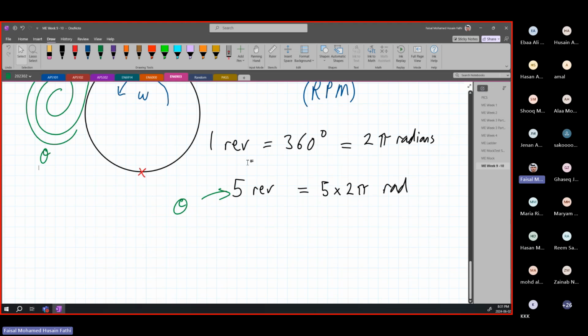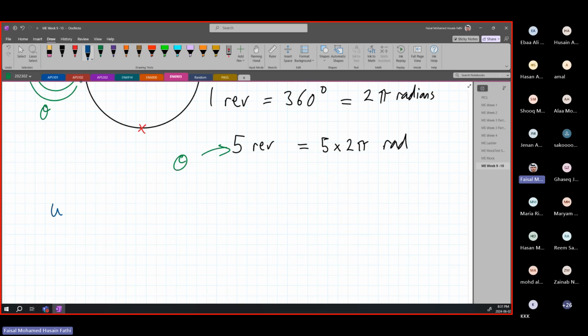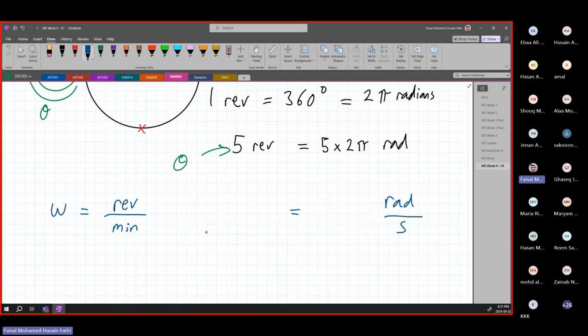Okay, so now what if we're talking about omega? Omega is revolutions per minute. What do we need to convert it into? We need to get a solution in radians per second. That is the value that we need to get. So how can we do this? Let's talk about one revolution per minute, so we have a basic understanding.